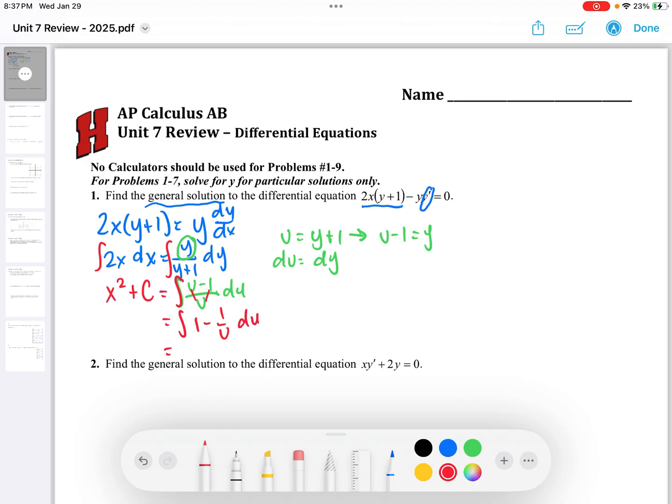And so when I take the antiderivative of 1 is going to be u minus the natural log of u. And I'm just going to bring this side down. And so then we can fill back in with what u is, so that we'll have x squared plus c equals y plus 1 minus the natural log of y plus 1.